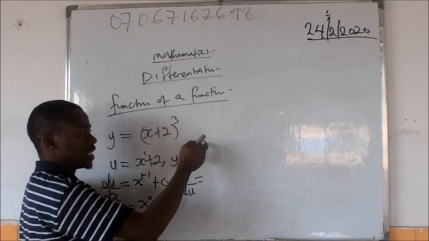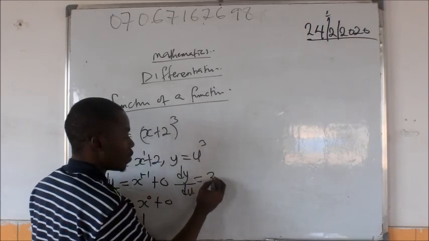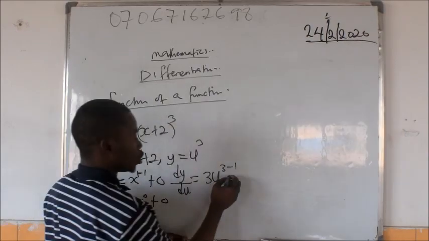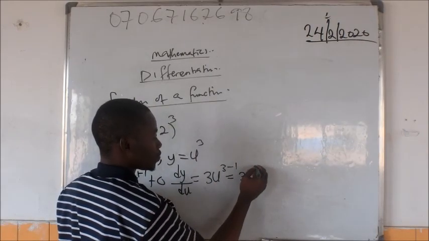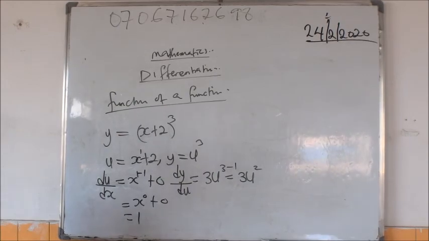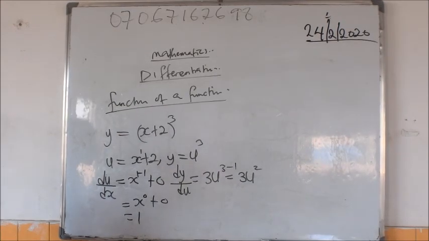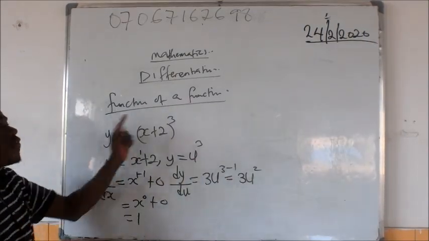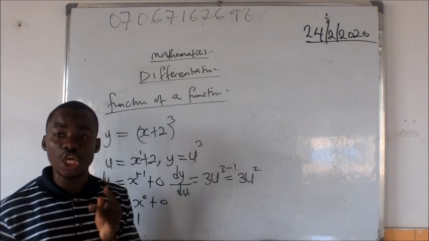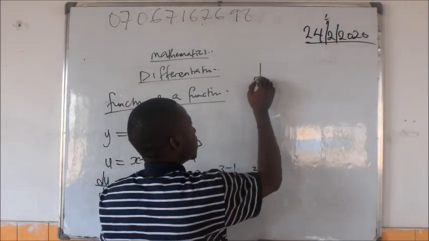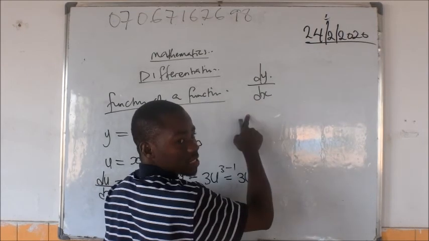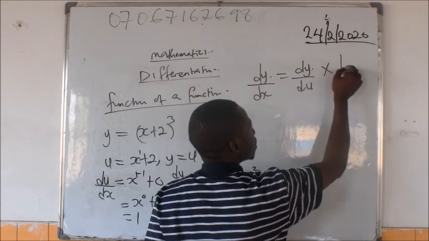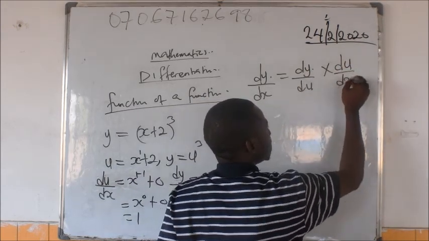dy over du equals: this 3 will come and multiply the coefficient here. You have 3u raised to power 3 minus 1, which becomes 3u raised to power 2. So dy du is 3u squared. Now, the formula for function of a function, which we also call the chain rule, is this: dy over dx is equal to dy over du multiplied by du over dx.